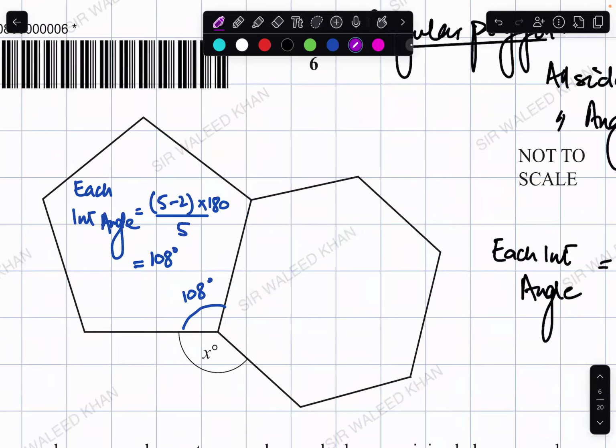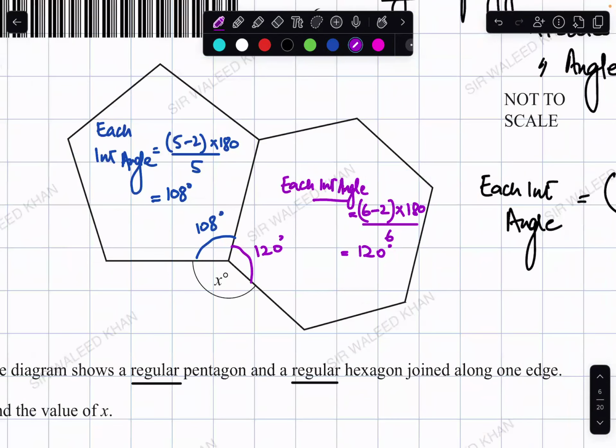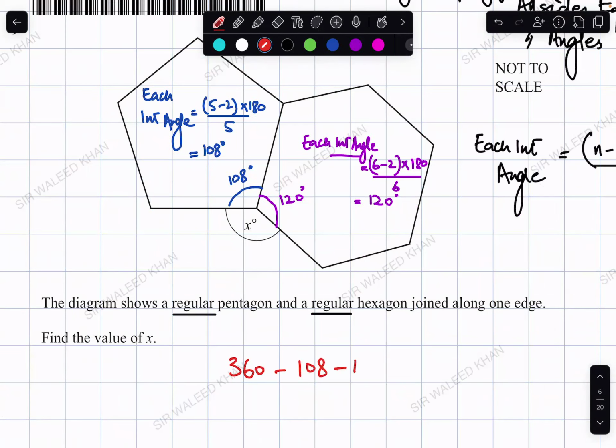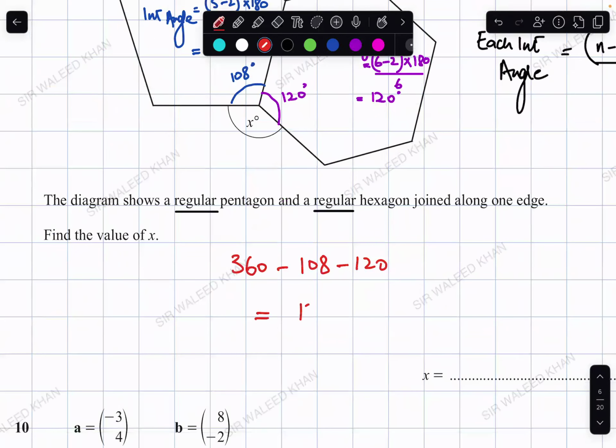Then for this one, each interior angle, again, because this is a six-sided shape, is 6 minus 2 times 180 over 6. So this will be equivalent to 120. So this angle is 120. Now I can figure out what the angle over here is. So 360 minus 108 minus 120. That is equivalent to 132.